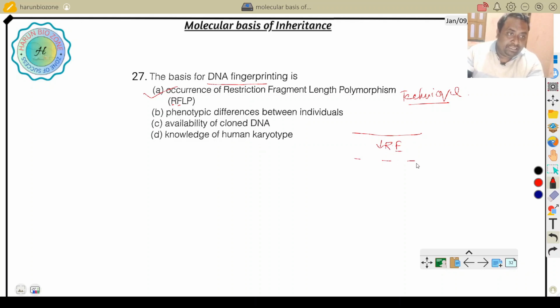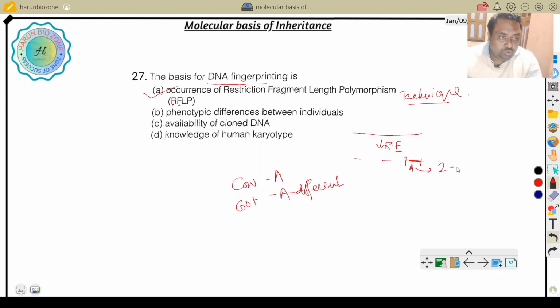Length polymorphism. Suppose this is the A gene. In the case of cows, the A genes are all the same. But in the case of goats, the A genes are different. So we can easily identify the differences between organisms by using DNA fingerprinting. These small fragments, 2 to 10 kilobase pairs in size, are called VNTR, variable number of tandem repeats.